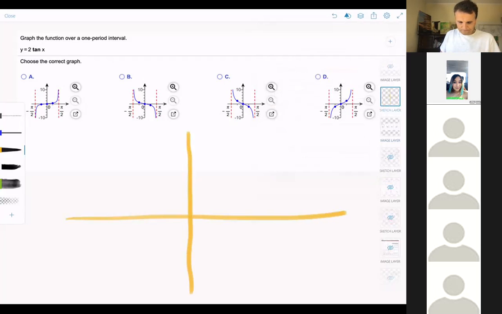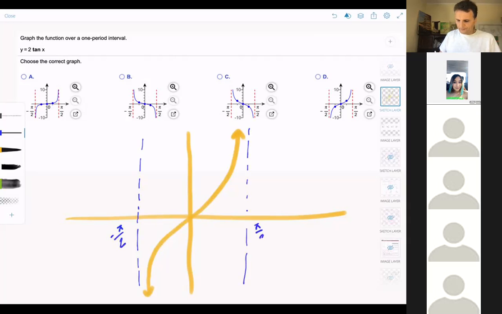I think D. This is a graph of tangent. We have an asymptote here, which is negative pi half and pi half, correct? What is the period of this graph? The period is pi. We learned tangent of x has a period of pi.